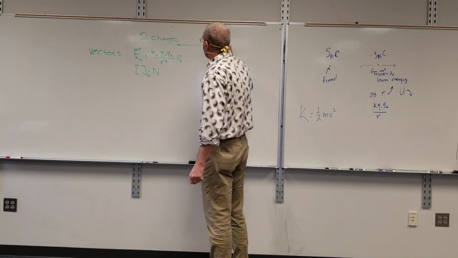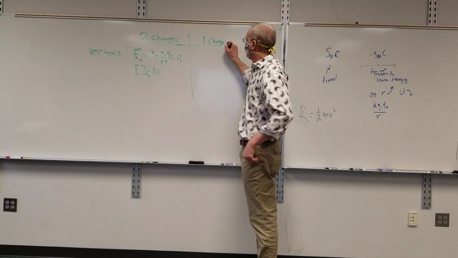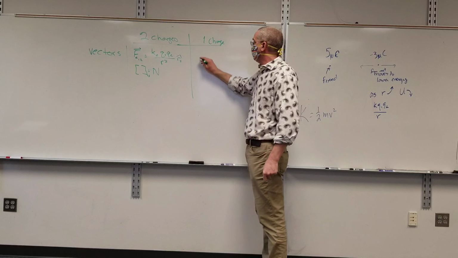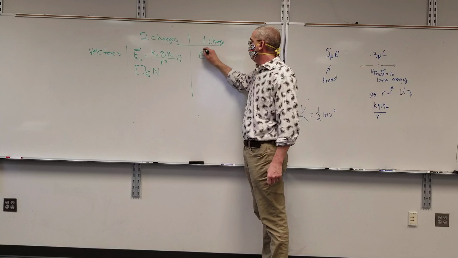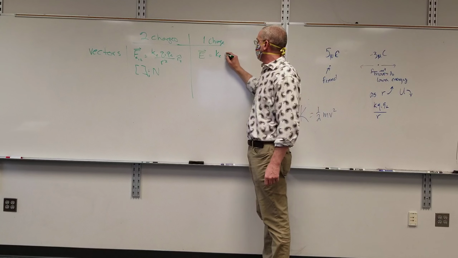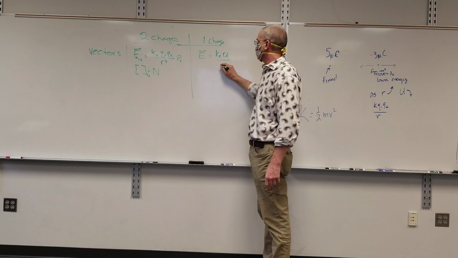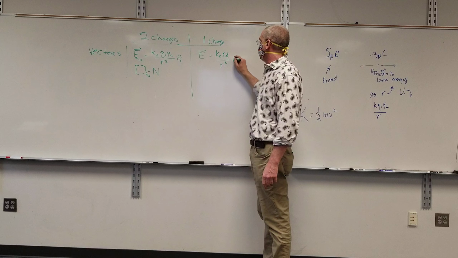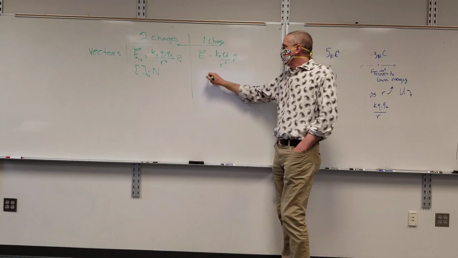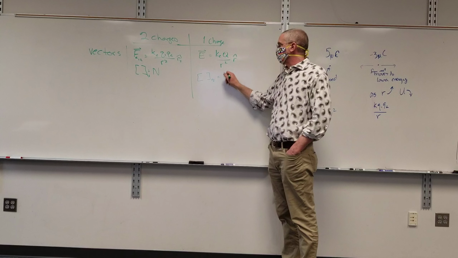If we were dealing with a single charge, we would talk about the electric field. The electric field only requires one charge. It's a vector quantity. So we've got the electric field, and that's equal to our constant k times q, capital or lowercase, whichever one happens to be, over r squared, r hat. The SI unit: Newtons per coulomb.